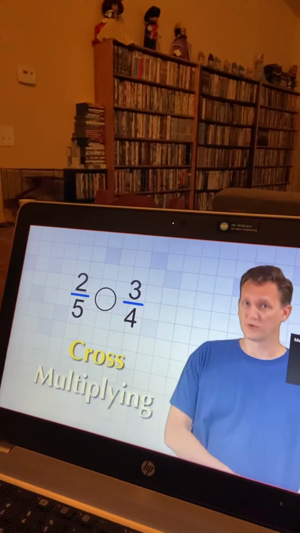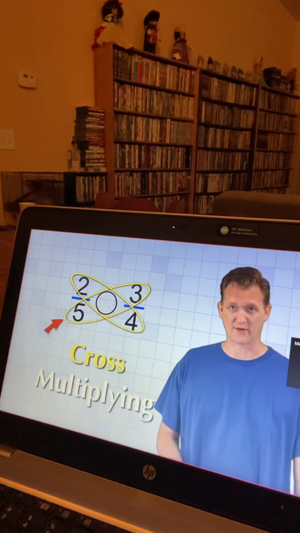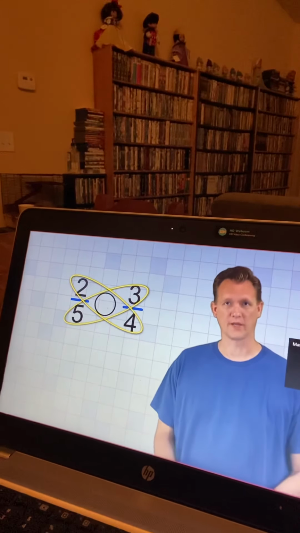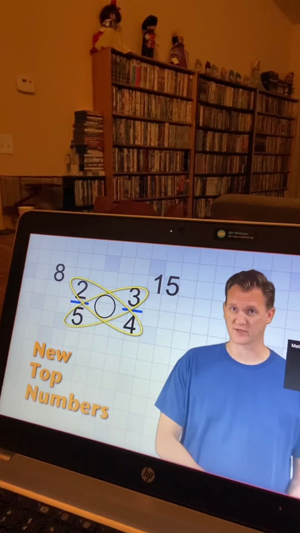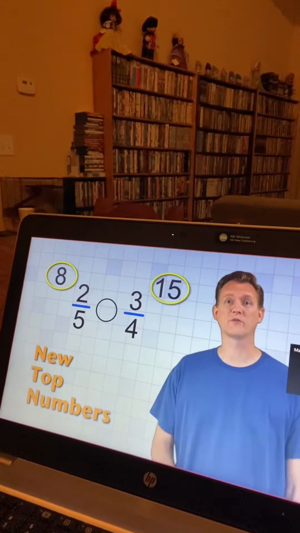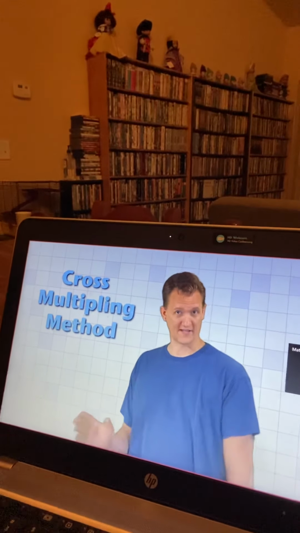This is called cross-multiplying, because if you draw a diagram of what you're multiplying, it forms a crisscross pattern. After you cross-multiply, you'll have two numbers that would be the new top numbers if you had made like fractions, and those numbers will show you which fraction is greater. Let's try this cross-multiplying method on an example or two.